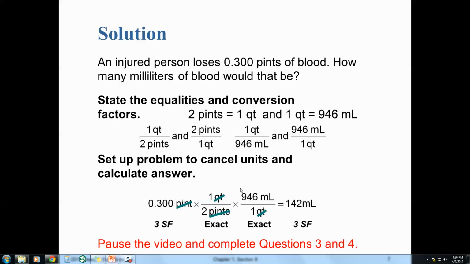And so 946 milliliters is metric system, 1 quart is US system, and typically going from system to system it's going to involve a measurement. So this should actually be a measured number, and we know it to 3 sig figs because 946 is expressed to 3 sig figs, and the 1 is exact right here. Ultimately, we have 3 sig figs, exact, 3 sig figs. Our answer is limited to 3 sig figs, 142 milliliters.